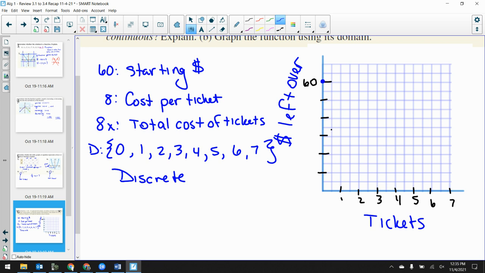What do I get if I spend one ticket? Or how much money do I have left over if I purchase one ticket? I started with 60 bucks. Wait, sorry, $52. So I would have $52. Okay, what about 2 tickets?